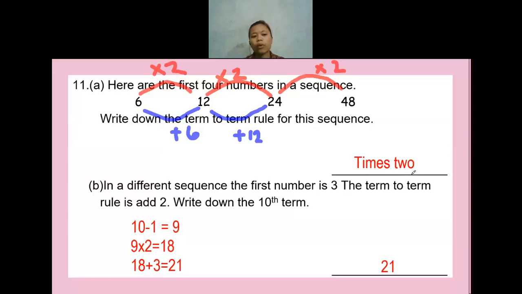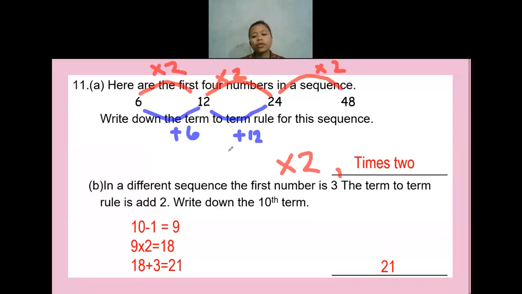Is there anyone who gets confused at question 11a, or maybe I talk too fast? So if I write multiply by 2, is it okay? Yeah, you can write it like this or multiply by 2, also okay. Now let us move to question 11b.